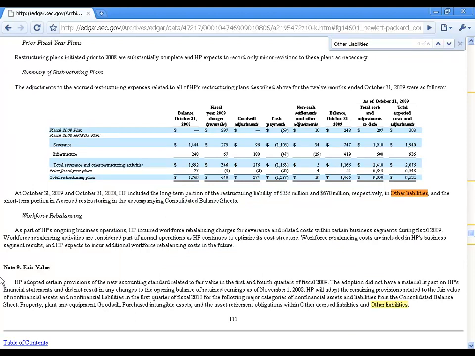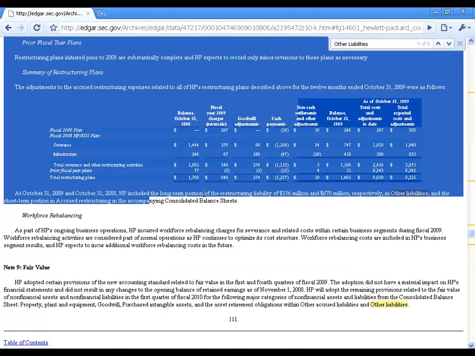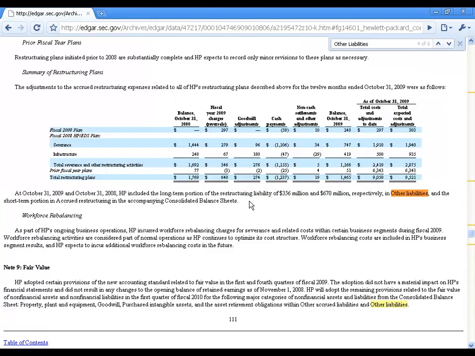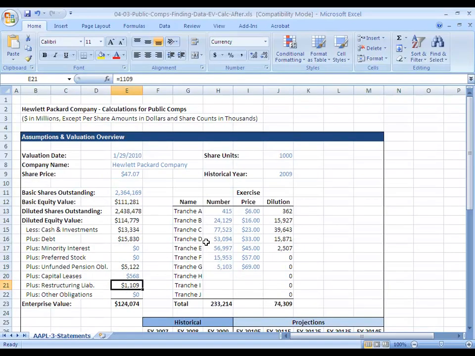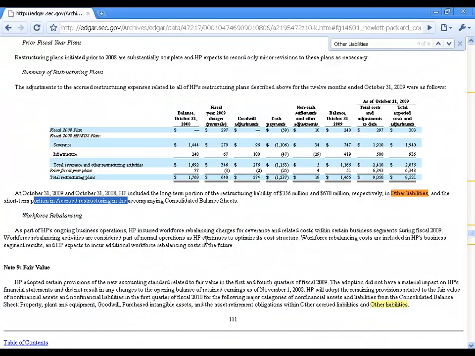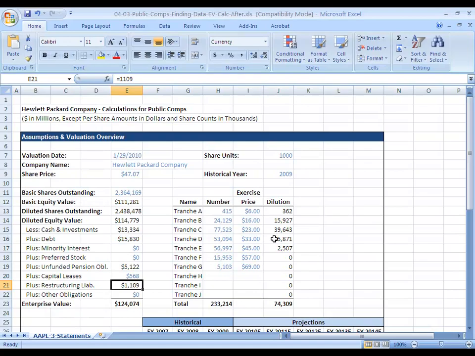Okay, so I just kept searching for other liabilities and it says the long-term portion of the restructuring liability of $356 million and $670 million respectively is included in other liabilities, and the short-term portion in accrued restructuring. Remember from before that this 1109 number was the accrued restructuring expense, so this is telling us that the long-term portion is 356 and the short-term portion is 1109. So I'm going to add in the 356 right now.